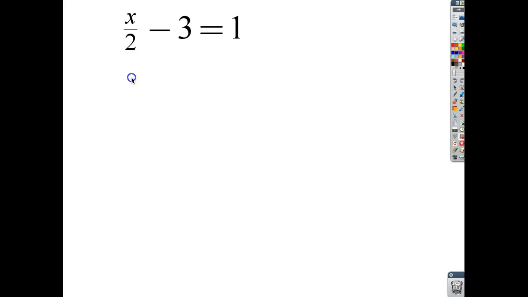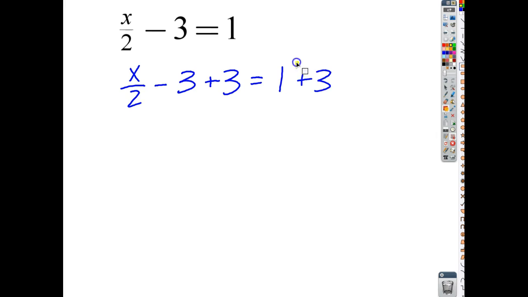So I'm going to rewrite this. So x divided by 2 minus 3, and then we're going to add 3 equals 1 plus 3. And notice I put this afterwards each time, right? Same thing. Only thing that's different here is this plus 3, this plus 3, everything else is the same. 1 matches, x divided by 2 minus 3, this matches, okay? Same thing on both sides.